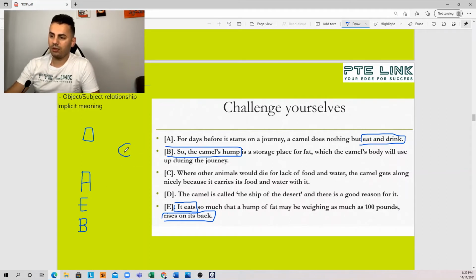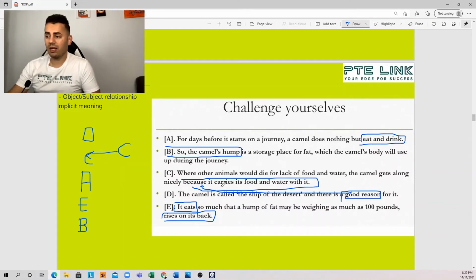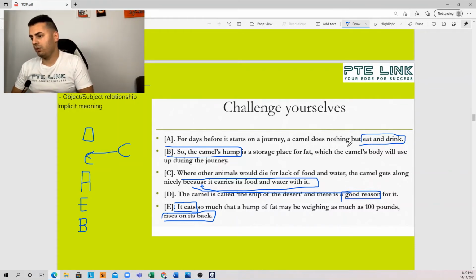C could be at the end or in the middle. In this example, where do you guys think C is? I will place it here in the middle. C would never come at the end, because if you look at D, the camel is called the ship of the desert, and there's a good reason. Why? Because it carries its food and water with it. So C comes in the middle. And later they are telling us in A, E, and B how it carries the food and water, when they said it only eats and drinks when it's on a journey.